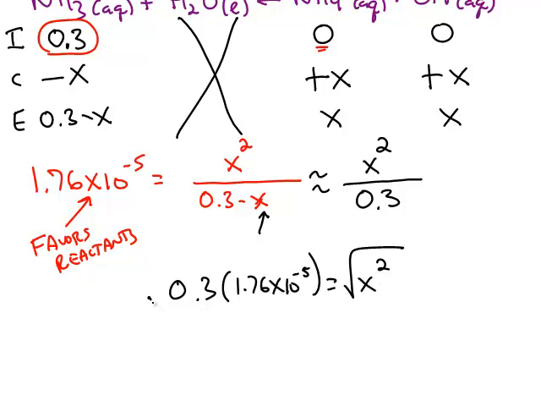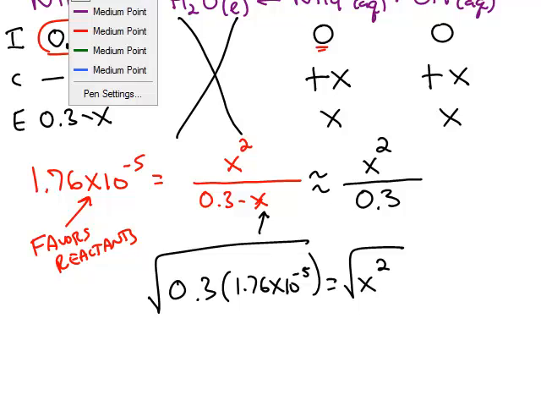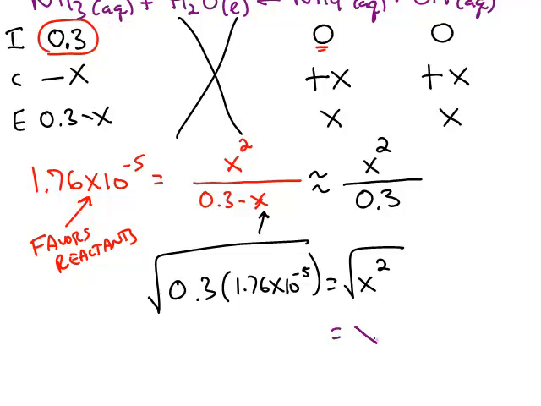And now I can take the square root of both sides and get x by itself. And I don't have to worry about the negative value for x because x can't be negative according to the ICE chart. And I get an answer for x, 2.3 times 10 to the negative 3.